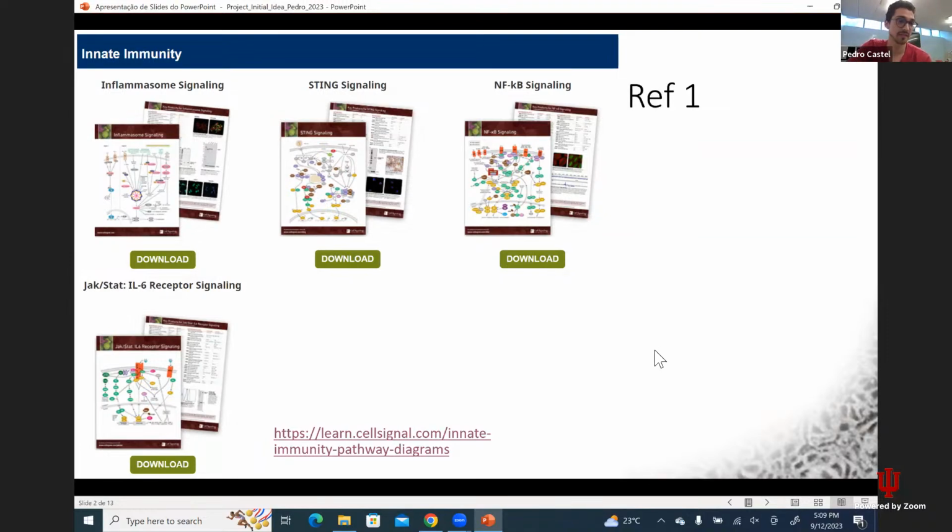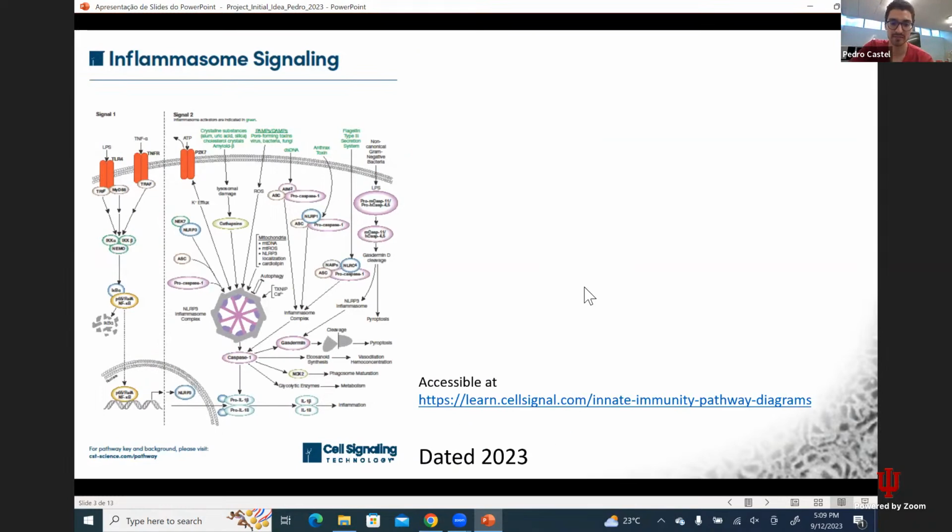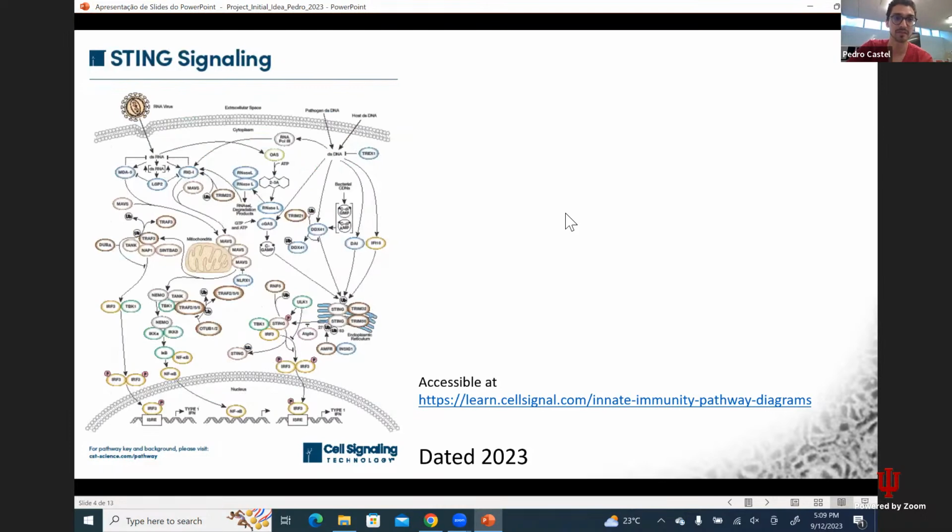So specifically about innate immunity, everything was dated 2023, which is great. And they are very complete, in my opinion. So they are more complete than the papers I read about it. So I think they are complete. I don't know, I'm ignorant about it, so I cannot judge. And they are very easy to read. So the way the information is presented is very clear, right?